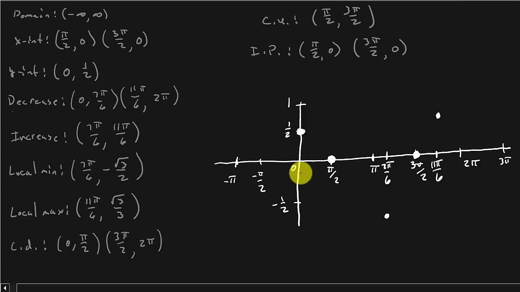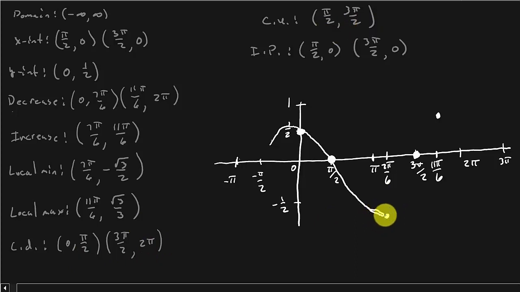So now let's look at this. From 0 to 7 pi over 6, it's decreasing. So it's going to be decreasing right here. And remember, it's going to come in something like this. It's decreasing, but see, it changes. And so you see here, it's concave down from 0 to pi over 2. But then it changes to concave up right here. All right. From pi over 2 to 3 pi over 2 is concave up.